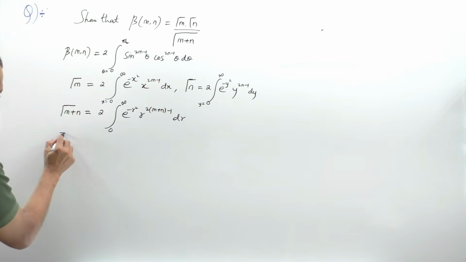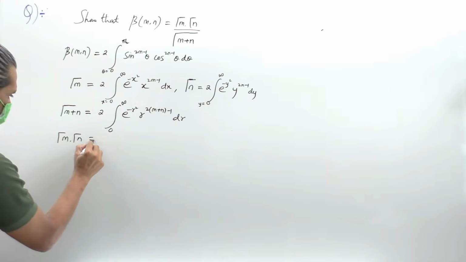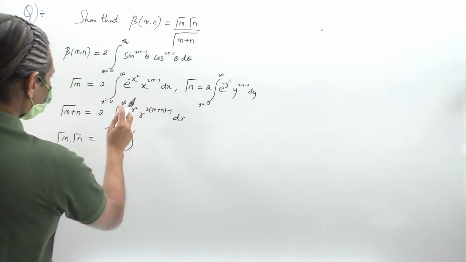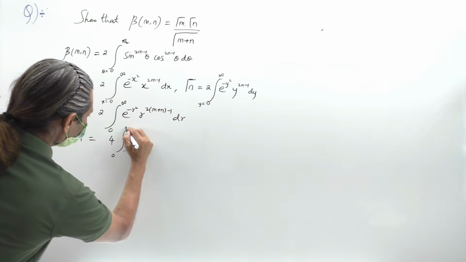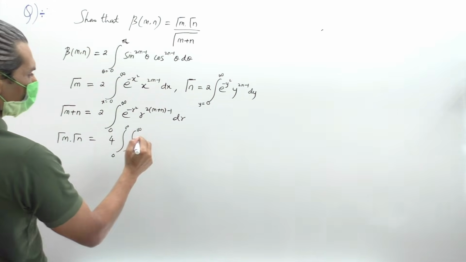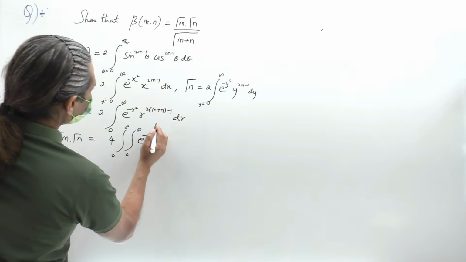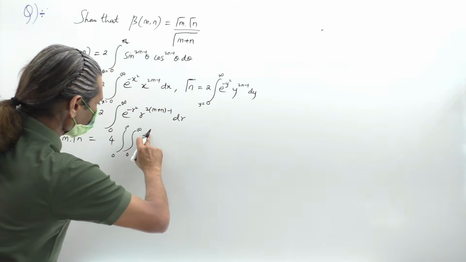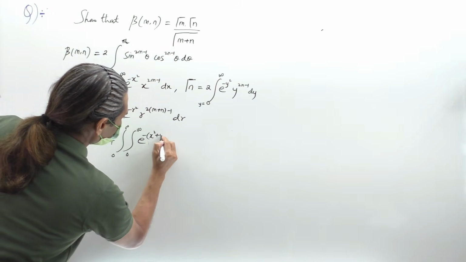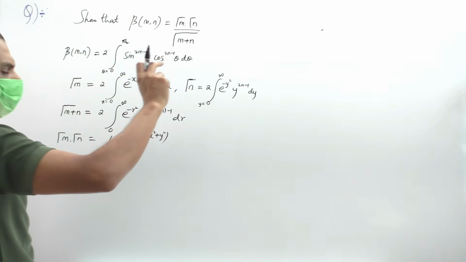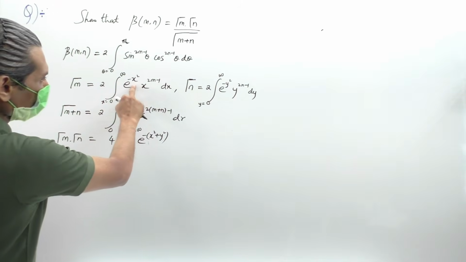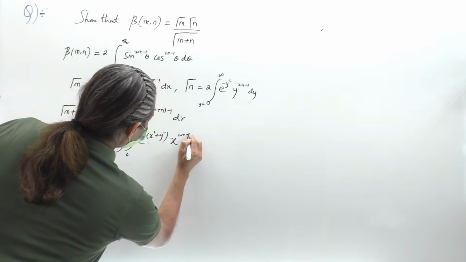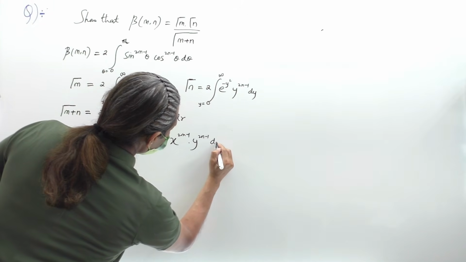It implies gamma m into gamma n is equal to, when I multiply this, this becomes 2 to the 4, double integral, both integrals from 0 to infinity, and this becomes e raised to minus x square into e raised to minus y square. Because e raised to a into e raised to b is e raised to a plus b, so e raised to minus of x square plus y square, into x raised to 2m minus 1 into y raised to 2n minus 1 dx dy.